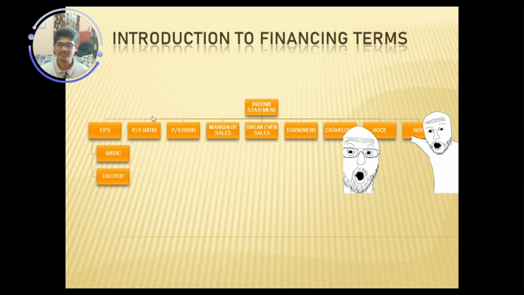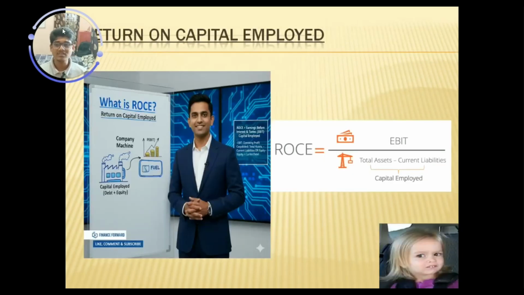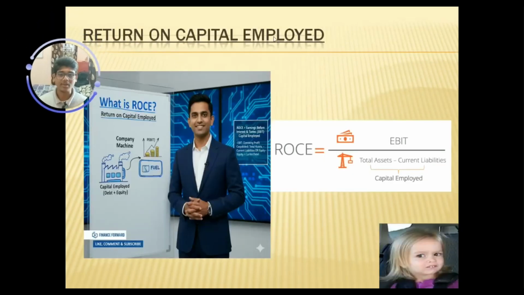So let's move to our next slide. Now, what is ROCE, return on capital employed? It is a profitability ratio that shows how effectively the capital employed is producing profits. The capital includes equity and debt. Debt means loan, and equity means shares of the company. Now, what is the formula and how do we find this?